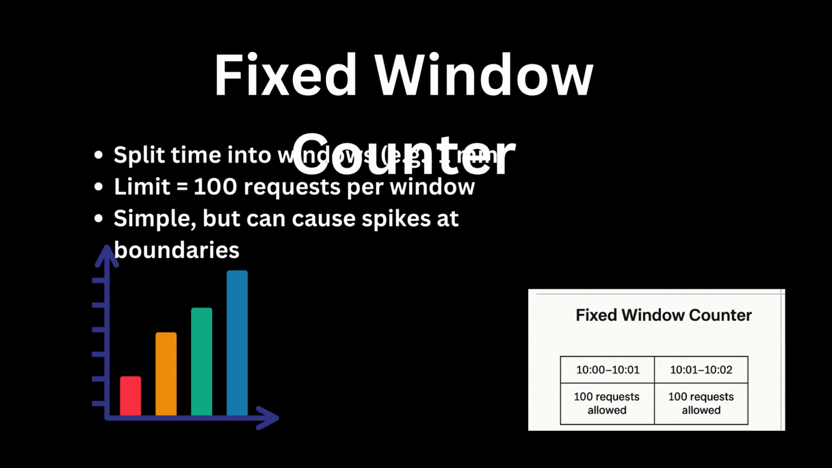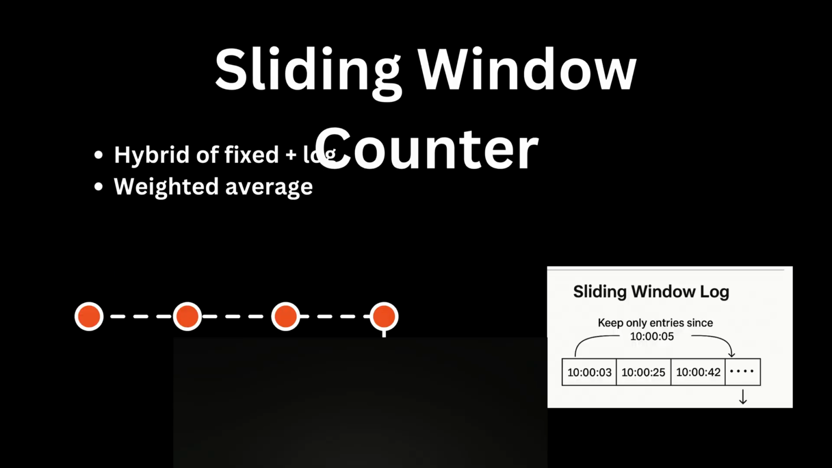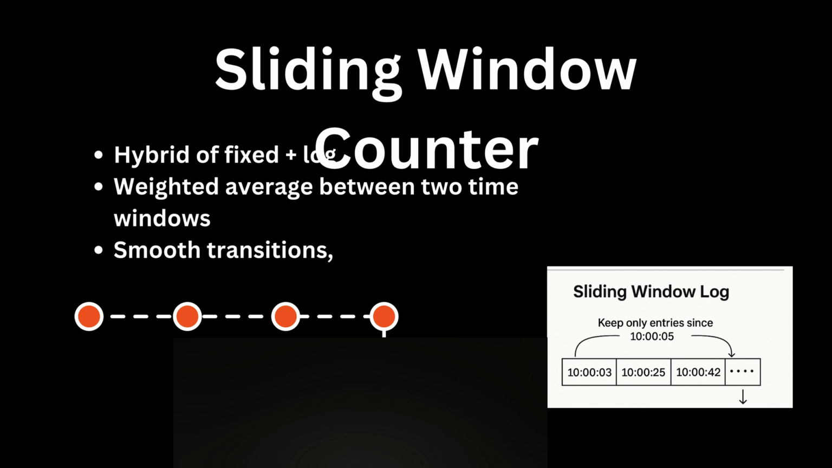3. Fixed window counter. This one's the easiest to understand. You break time into fixed blocks, like 1-minute windows. In each window, a user can make up to, say, 100 requests. Once the minute ends, the count resets. Easy. But here's the catch. Users can sneak in 200 requests in just 2 seconds if they time it right at the window edges. That's called the boundary problem.